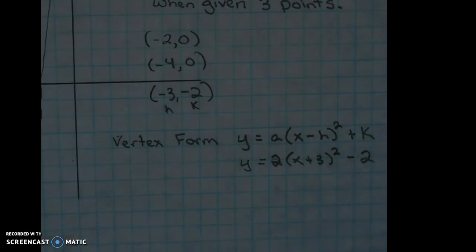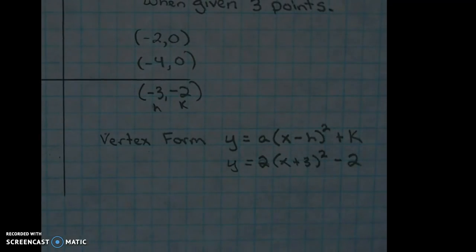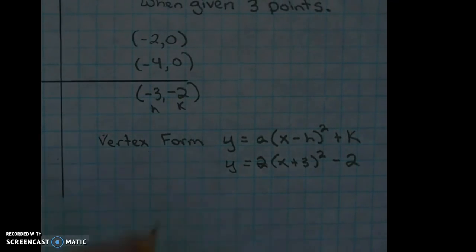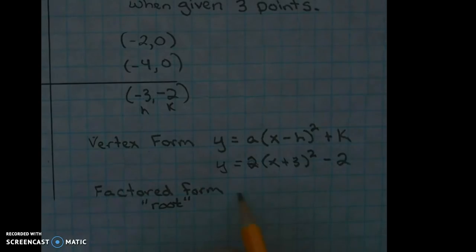But let's get to some new material. Let's take a look at another form. Another form we're going to look at is factored form. And this form is also known as root form or intercept form. Okay, and this one is also on a poster at the front of the room.